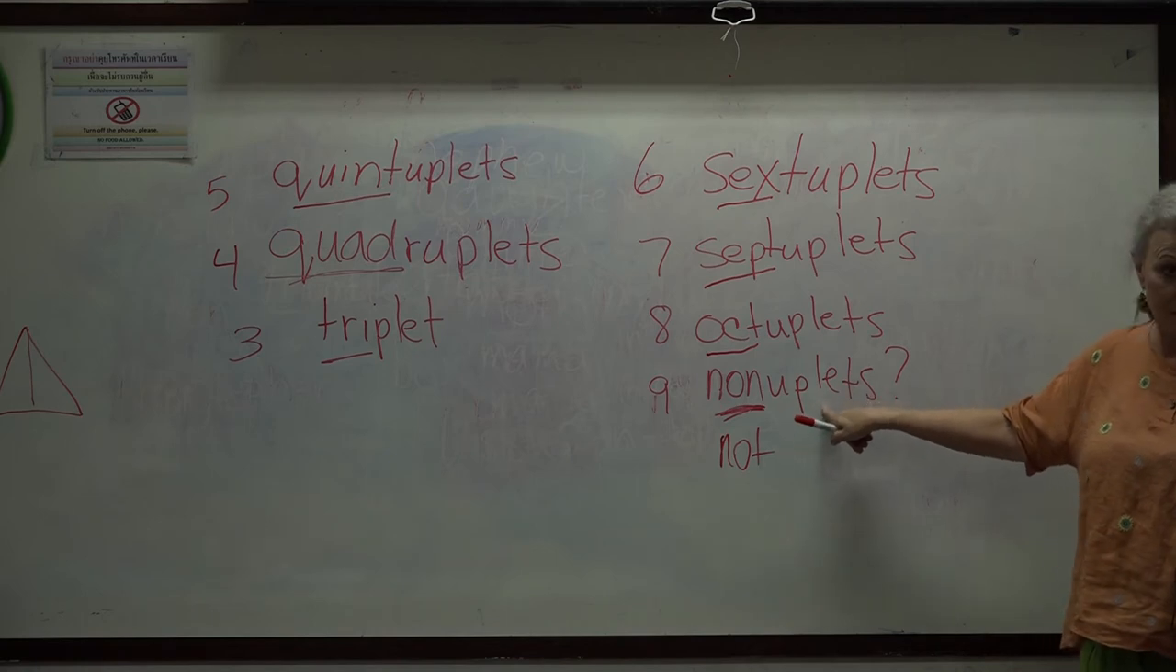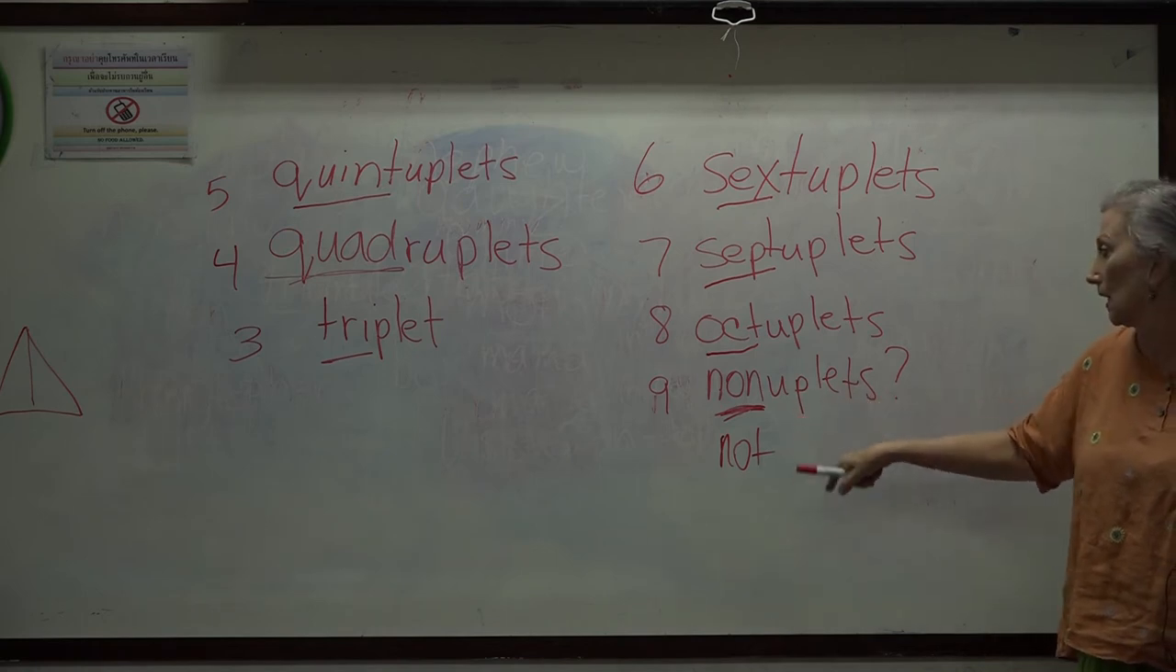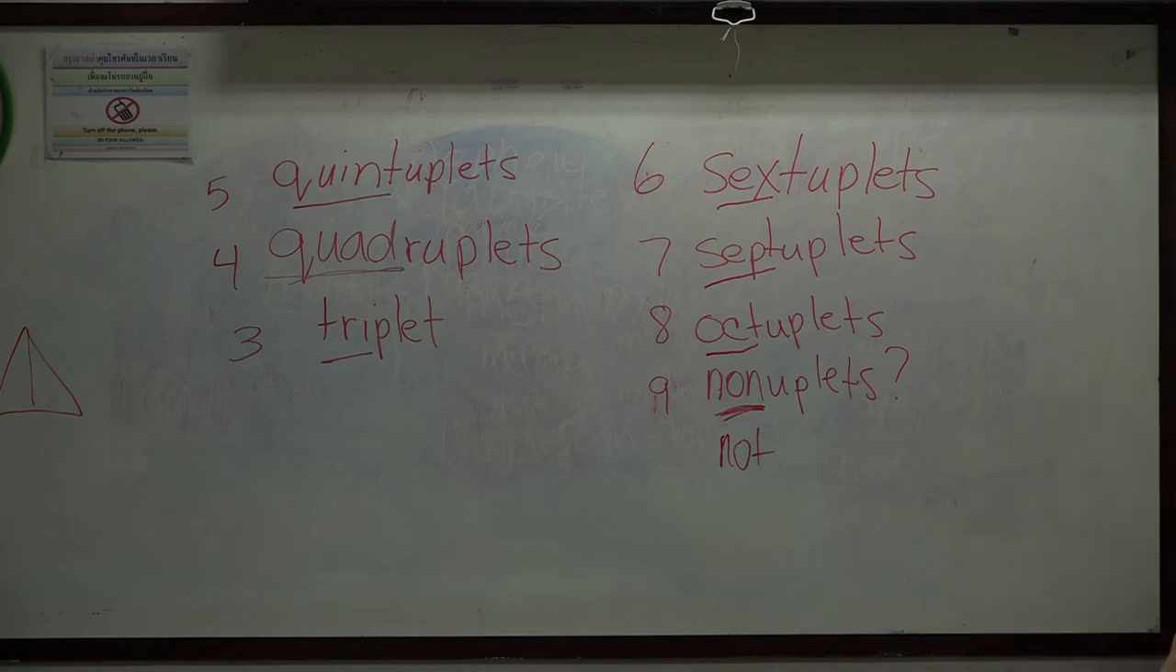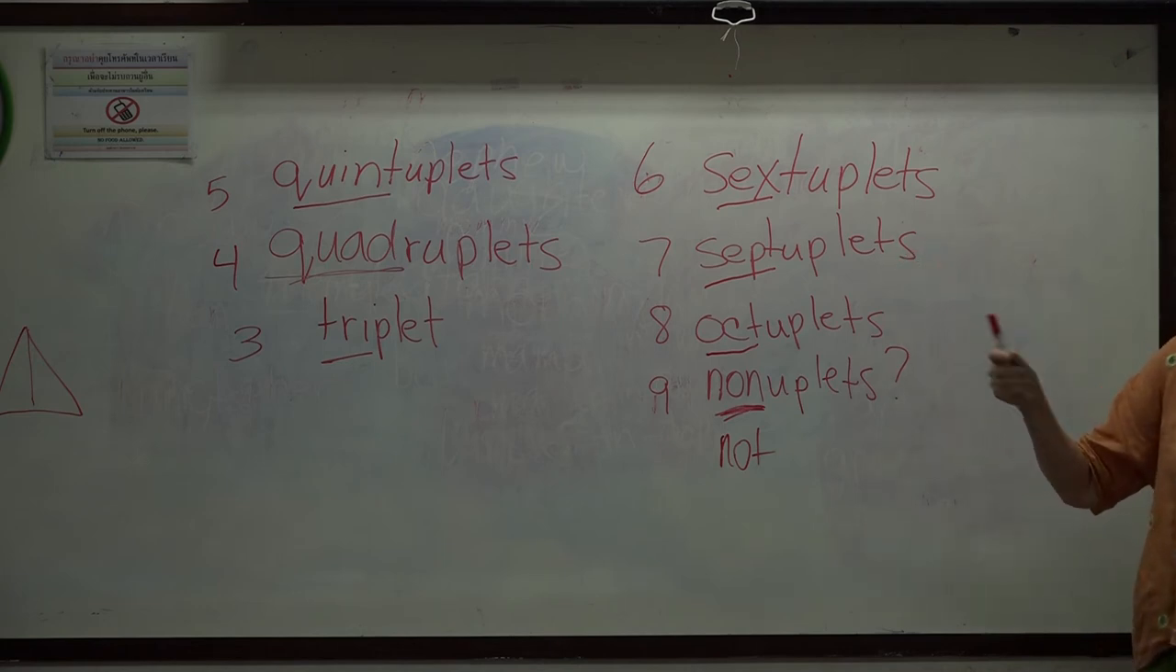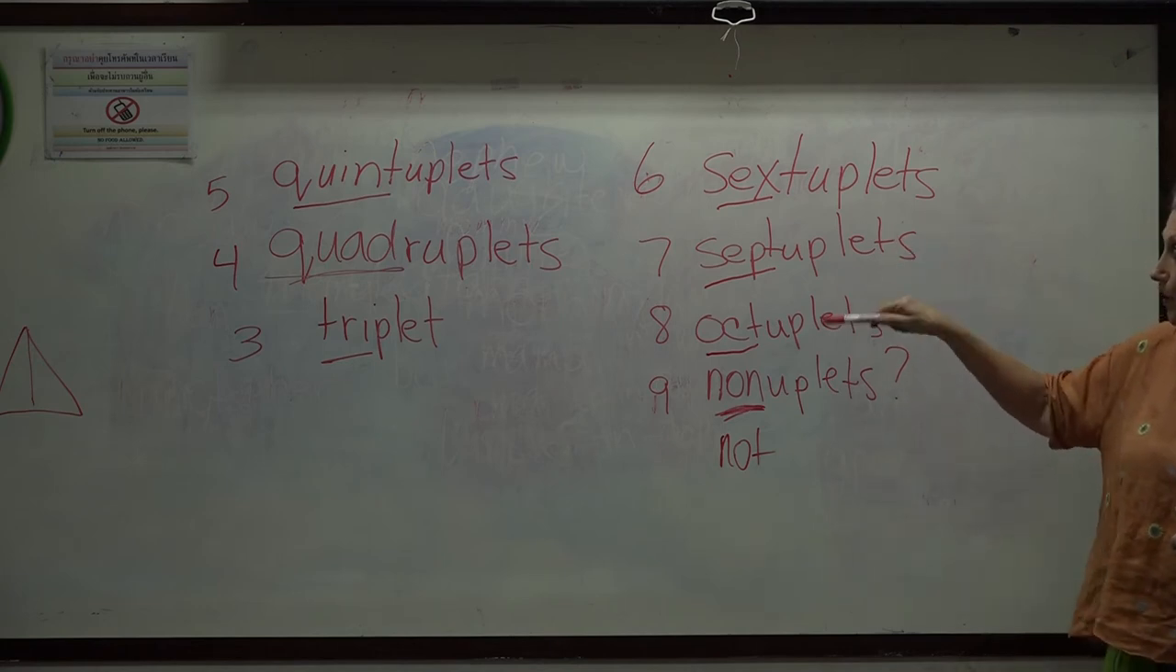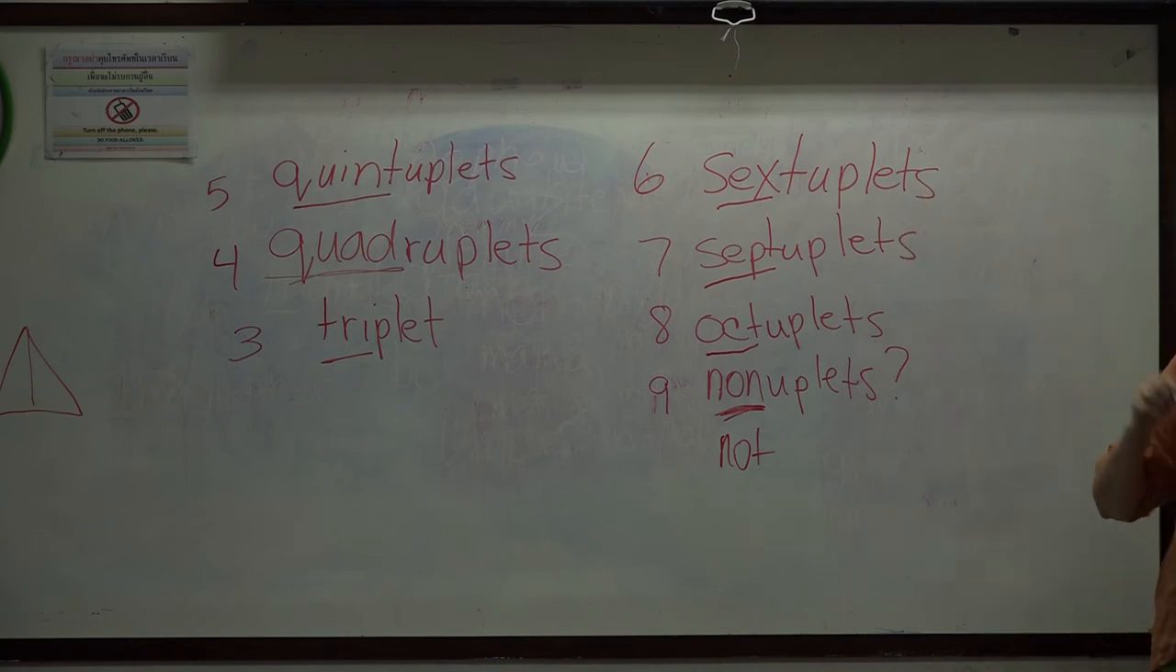And I'm not sure I spelled this one correctly, because I never, even as a nurse, saw someone have nine babies. And to say someone is a twin, or a triplet, or quadruplet, etc., it has to be more than one child born at the same time of the same mother. So if I have two boys, one is five, one is six, they are not twins. Okay?